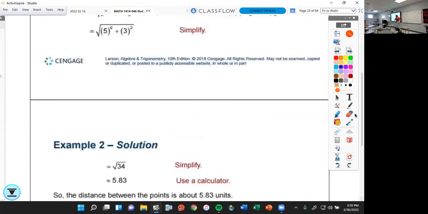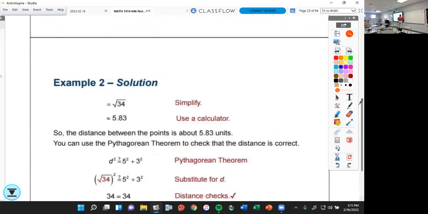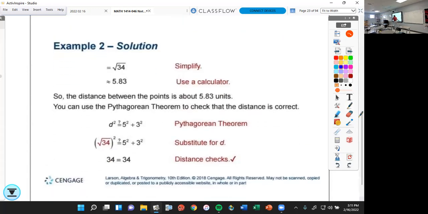Well, 5 squared is 25, plus 3 squared is 9. 25 plus 9 gives me 34. So now I have the square root of 34. And if you just type that in your calculator, what is the square root of 34? It's going to give you some number, 5.83, something, whatever. So the distance between those 2 points is about, because it's been rounded, 5.83 units.